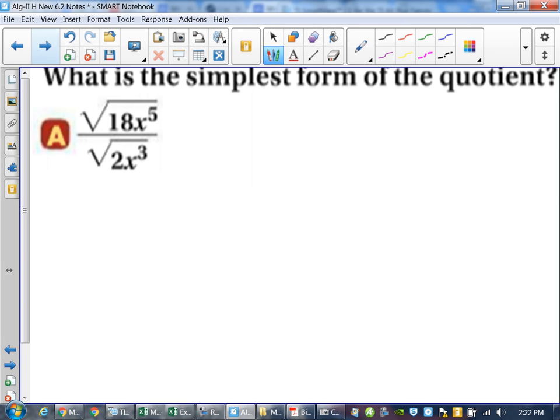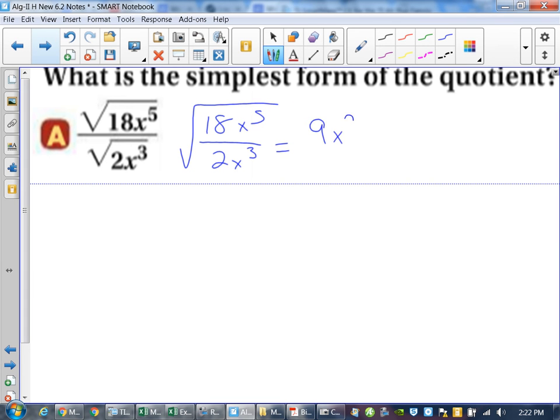So you rewrite this. And just like we did before, you start going bit by bit. What's 18 over 2? And what's x to the 5th over x cubed? X squared. So we wind up with 9x squared. And what's the square root of 9x squared? 3x. Okay. In this case, I didn't have to worry about rationalizing anything. I didn't have anything left in the denominator that was a root. We're good. Okay.